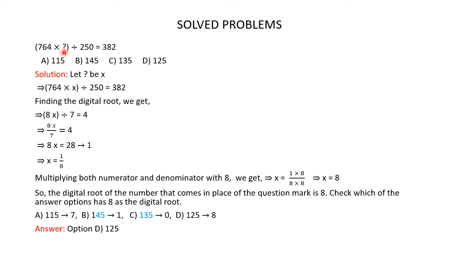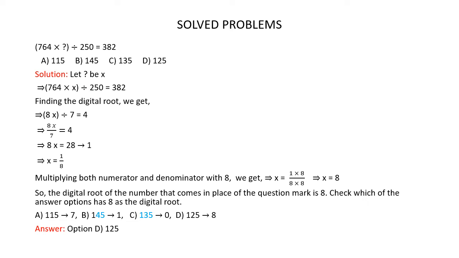764 multiplied by question mark divided by 250 is equal to 382. Now you are given 4 answer options and you have to find out which of these answer options can replace the question mark in the given equation. Now let the question mark be x. So you have 764 multiplied by x divided by 250 is equal to 382.